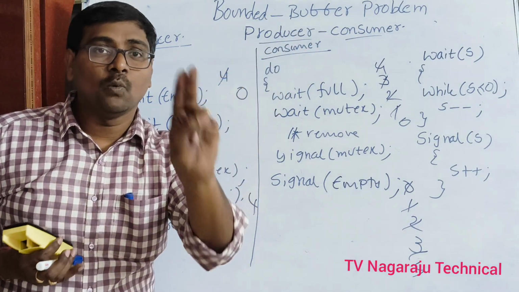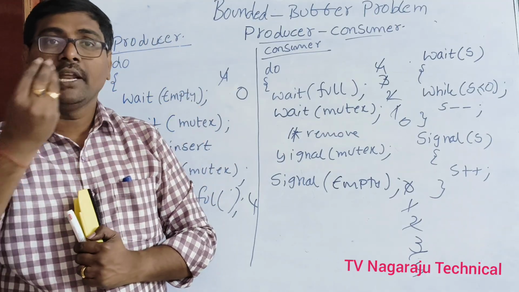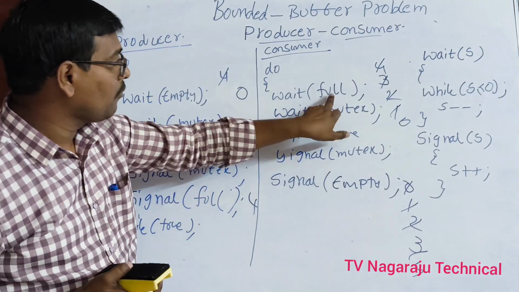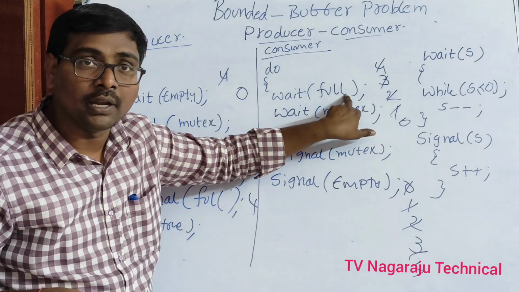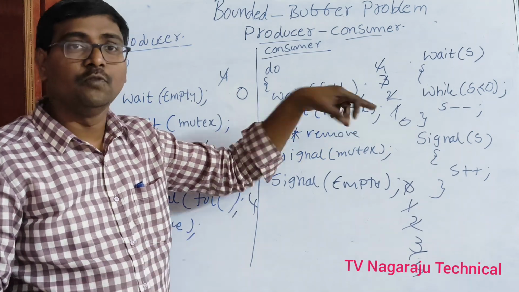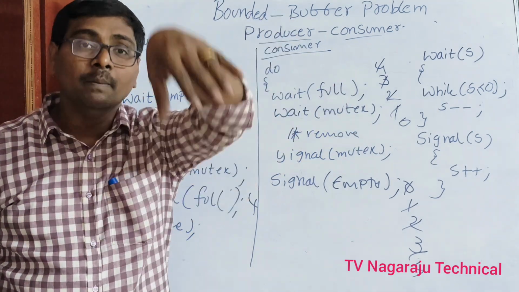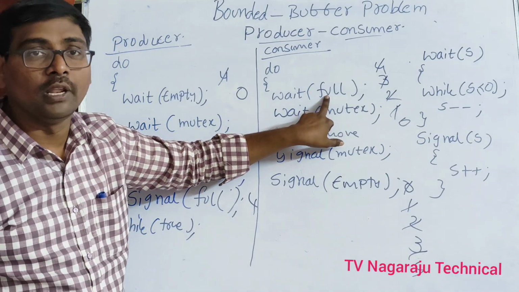Coming to the consumer, what is the second problem? If the buffer is empty, you are not allowed to remove the data. If full is equal to 0, it is in the waiting state, that is, the buffer is empty. So the consumer is unable to remove the item.